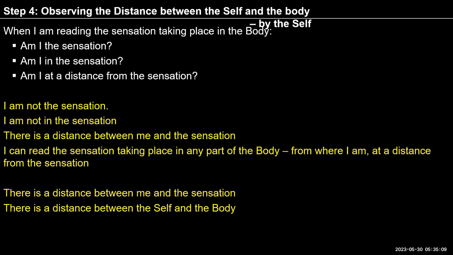Because I can read the sensation that is taking place in any part of my body, the moment I want to. So there is a distance that is there from the sensation. Therefore, I can see it. I can read it. Which is to say that, in other words, there is a distance between the self and the body. They are not joined together. There is no physical connection. There is some distance between the two.